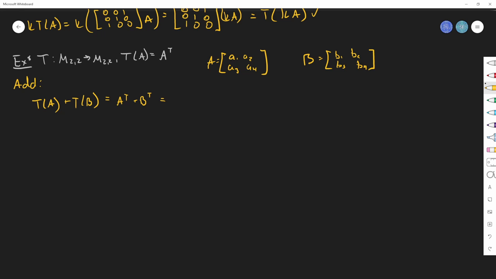We will get the transpose. If you remember, the main diagonals stay the same. Everything else changes. So this would be A1, or I guess it flips, A3, A2, A4. Not equals, it's plus. Plus B1, B3, B2, B4. Add those two together because you can add matrices as long as they have the same dimension.